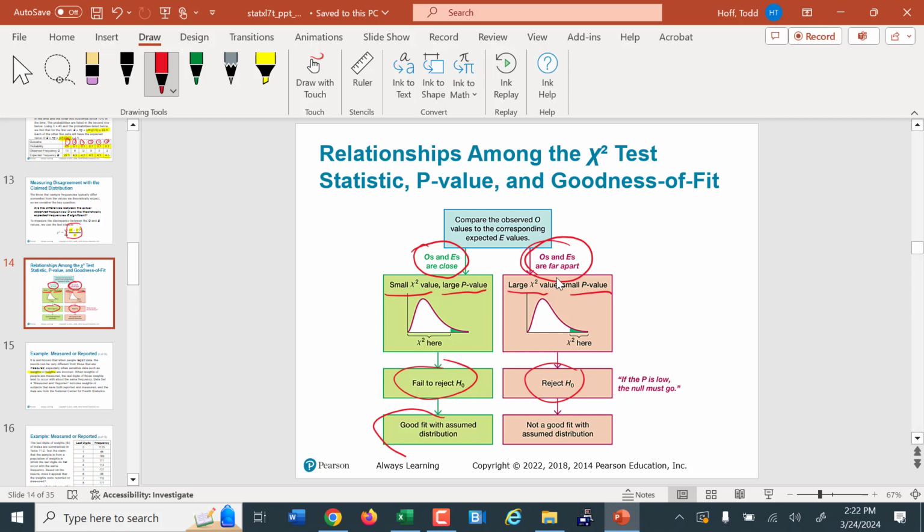So if we fail to reject, we're saying that the observed values are a good fit with the expected distribution. If we reject the null hypothesis, we're saying that the observed values are not a good fit with the assumed distribution.